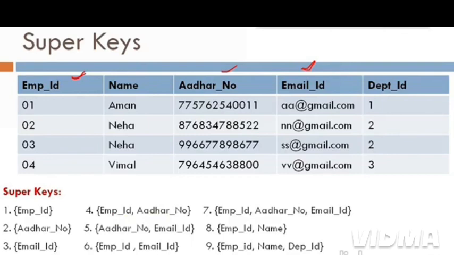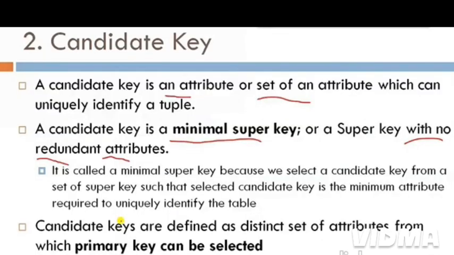Finally, candidate keys are not allowed to have null values. Null values means it cannot be empty. The candidate keys must have data. It cannot be empty. For example, if someone gives an email ID and someone does not give an email ID, this key cannot be a candidate key.